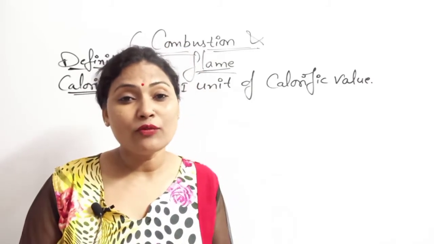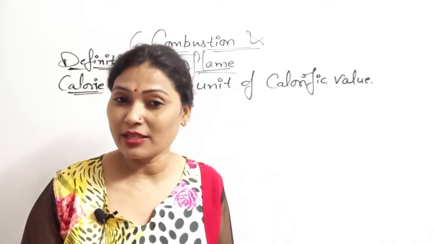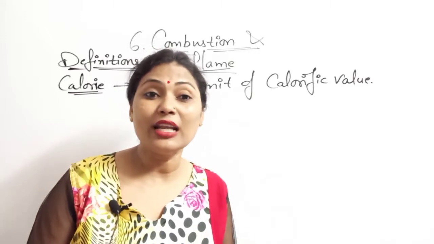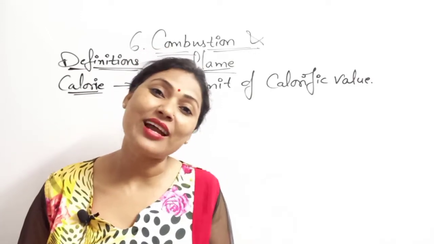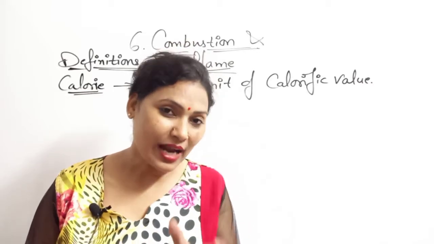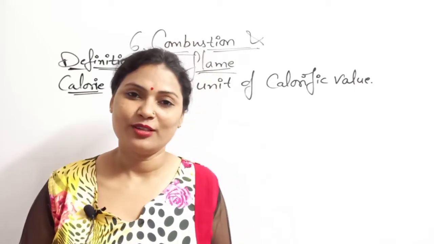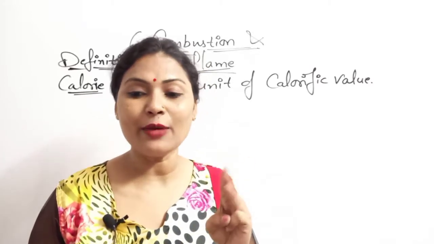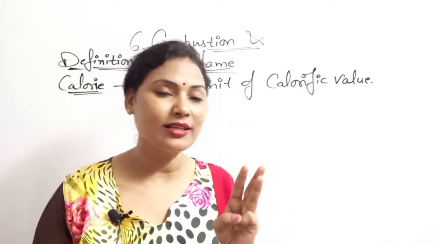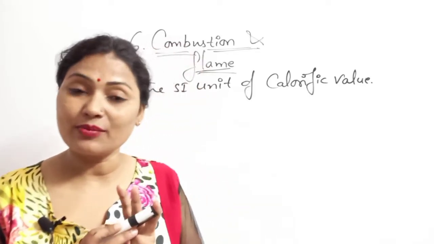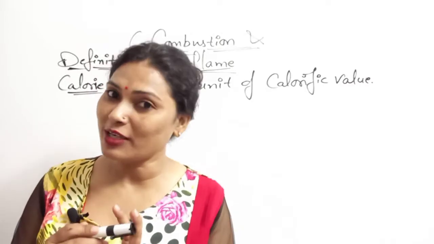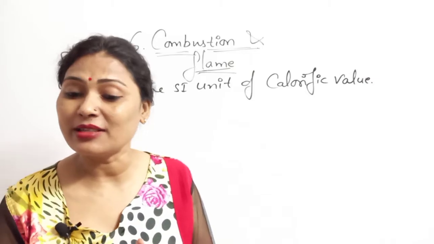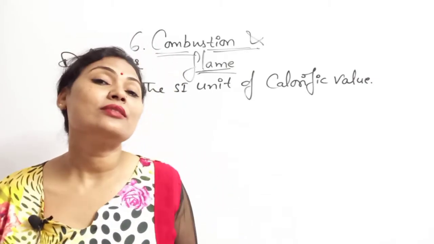Third, we need the ignition temperature. Ignition temperature is the lowest temperature at which a substance starts burning. Got it? So we can burn a substance by the presence of 3 conditions necessary for combustion: presence of a combustible substance, presence of a supporter of combustion, and third, attaining the ignition temperature.